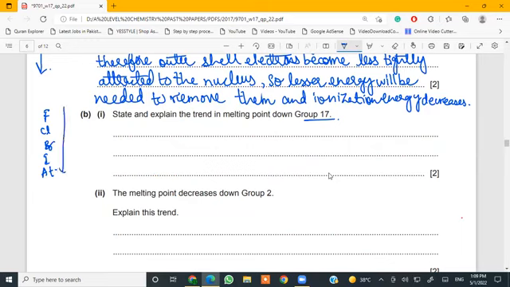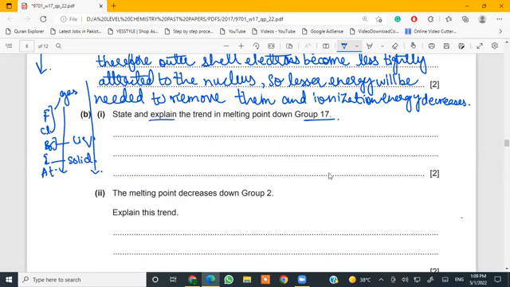Now, as you go down the group, these two are gases, right? This is a liquid. Bromine is a liquid. Iodine is a solid. So what's happening to the states? States are becoming stronger and stronger. This means melting point is actually increasing, right? Because solids have a higher melting point compared to gases.